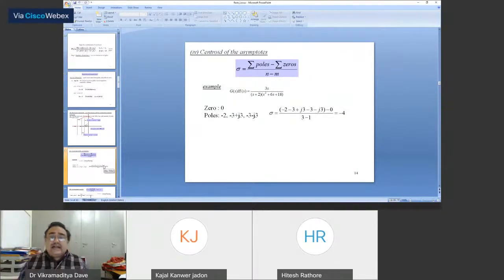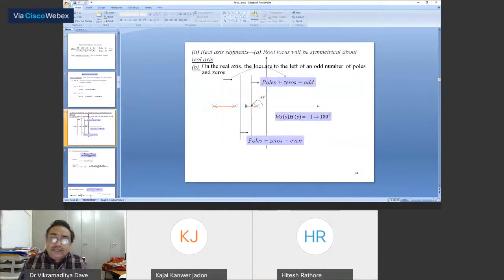Now, after this, there comes the concept of centroid. So we have to find out what happens. See, why this concept of centroid arises. Here the root locus is starting from poles. Now you will ask, sir, where does it terminate? Definitely, it will terminate at zero, but how will it move?